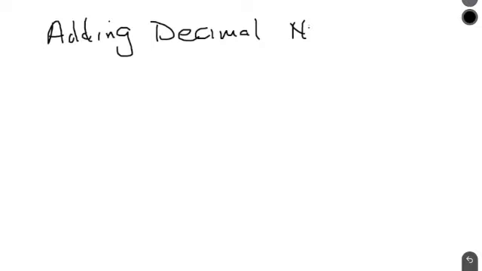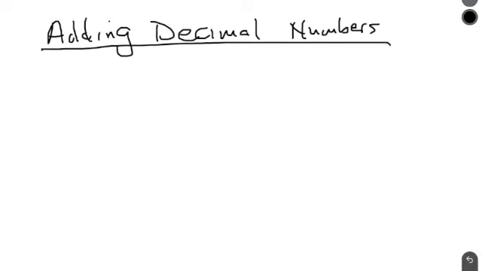In this video, we will be looking at how to add decimal numbers. What you will see is that adding decimal numbers involves the exact same procedure as adding positive numbers or regular numbers that we have been doing.